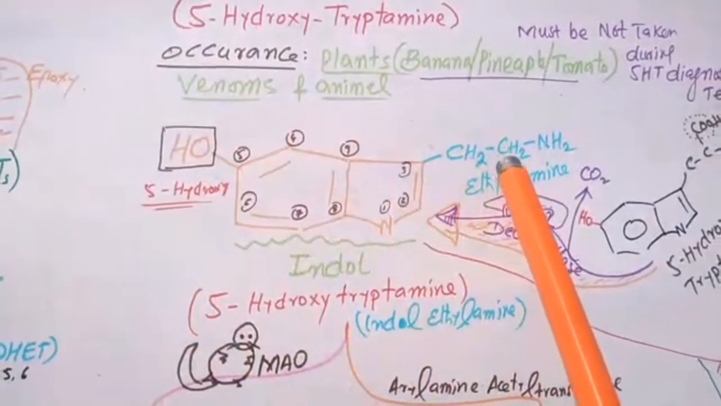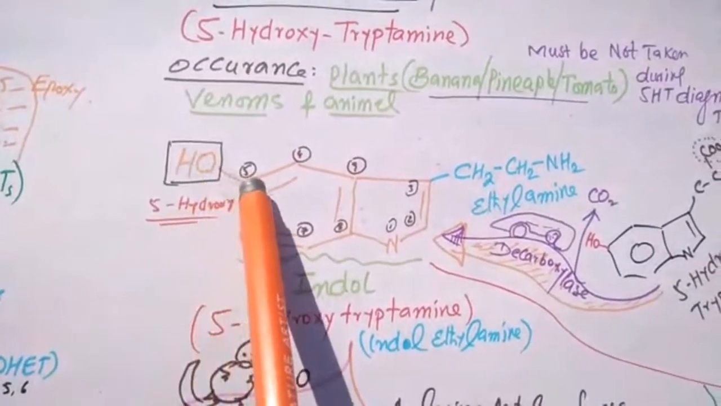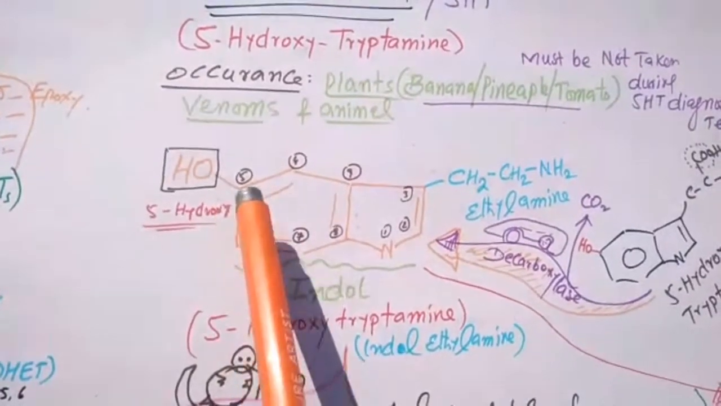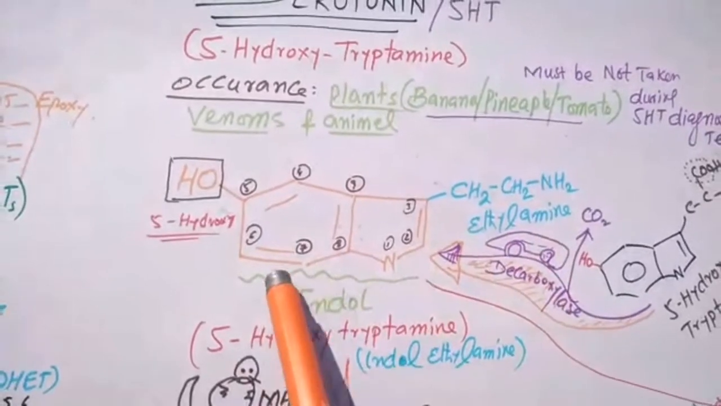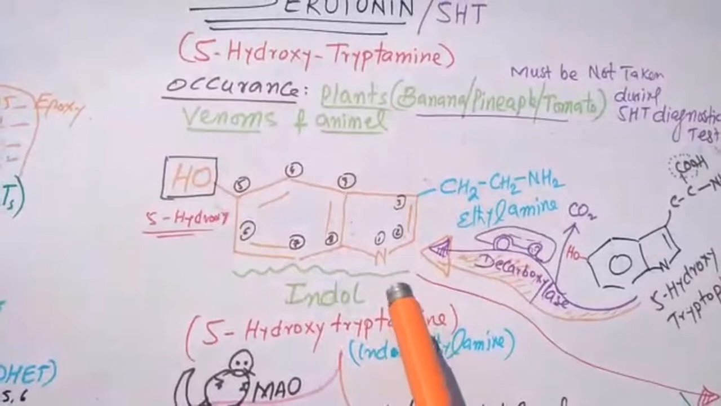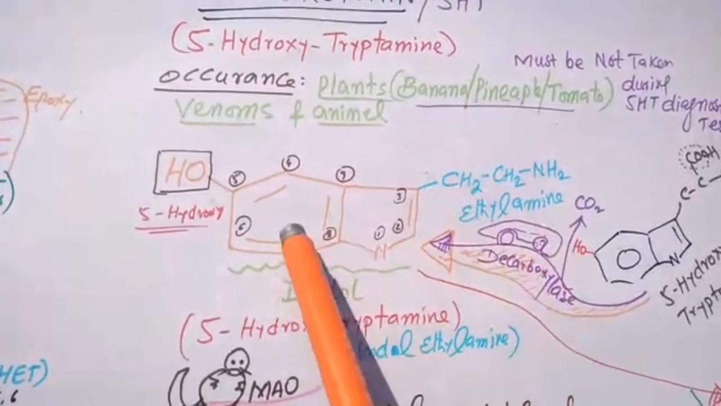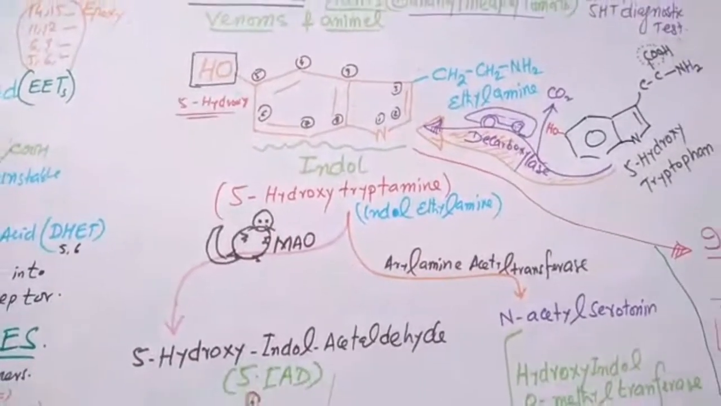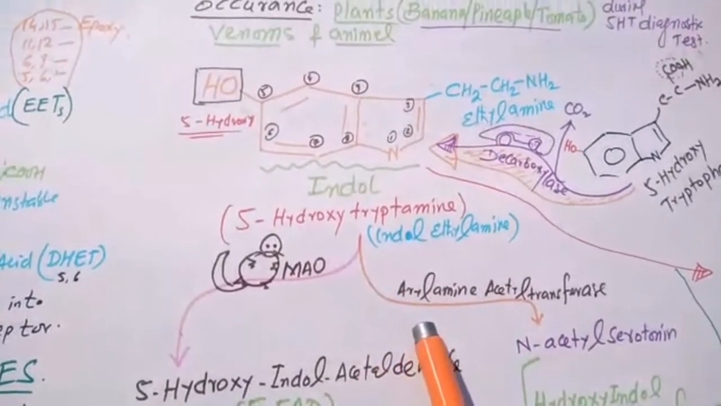5-hydroxytryptamine. This is known as 5-HT, 5-hydroxytryptamine. This is the hydroxyl group at position number 5. This structure is known as indole, and at position number 3 there is ethylamine. So this 5-HT is also known as indole ethylamine, or 5-hydroxytryptamine. This 5-hydroxytryptamine is metabolized through various enzymes.